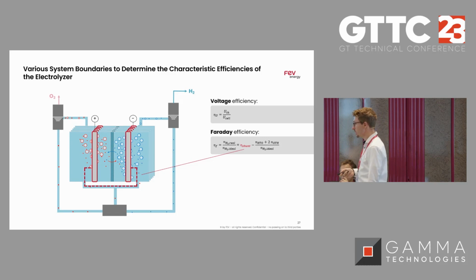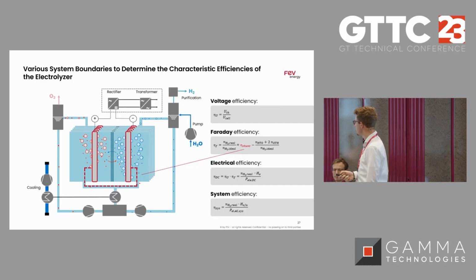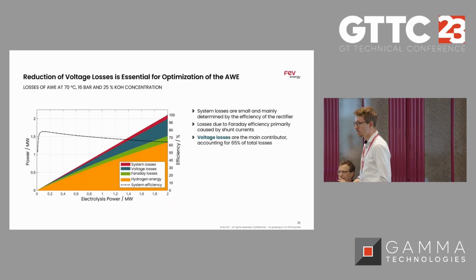It's also quite a big impact, something that's not really the case for the PEM electrolysis. So one of the key features of why PEM overall has higher efficiencies is because of these shunt currents we have in the alkaline version. If we multiply that, we have the electrical efficiency. And lastly, if we take all the pumps and so on into consideration, we have the system efficiency. And this would then look something like this.